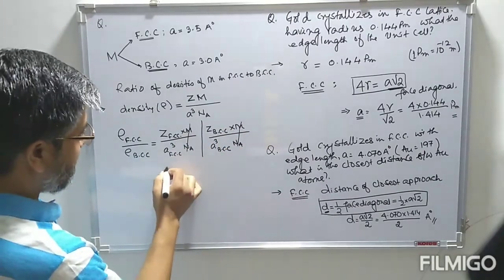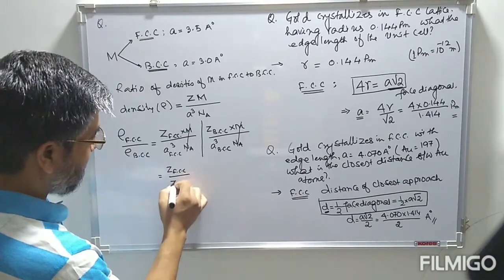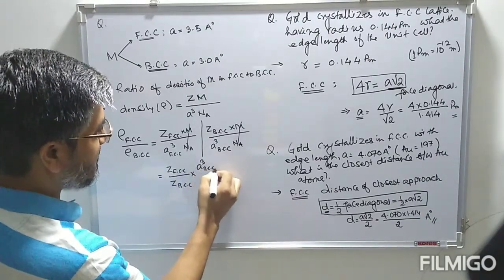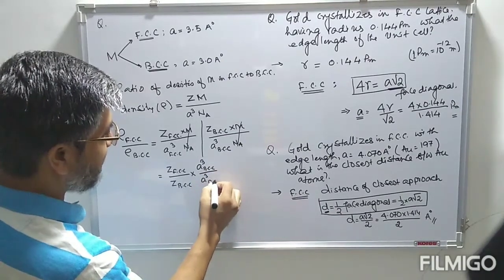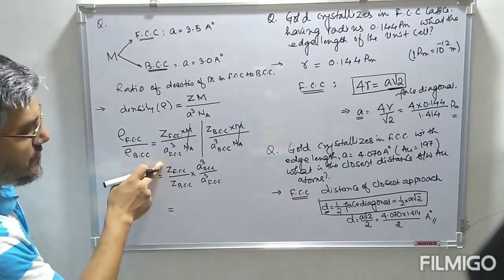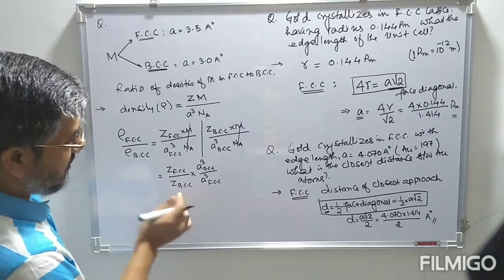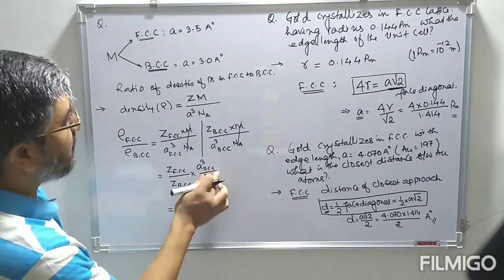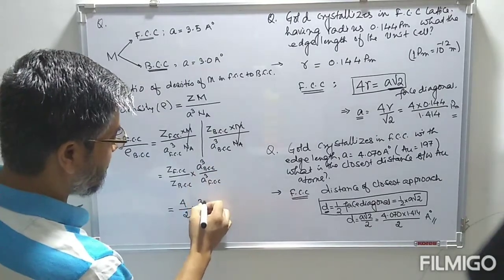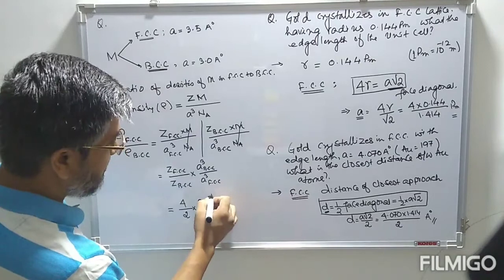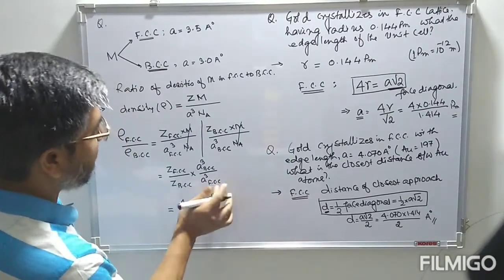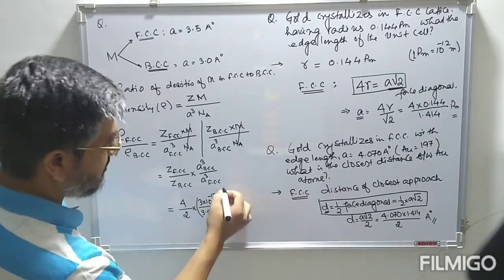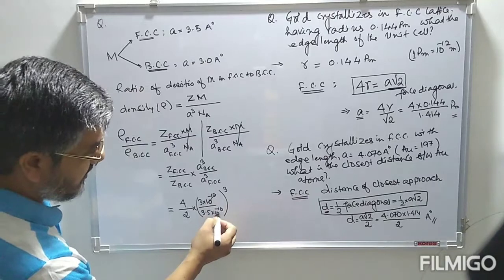So what is that? It is Z of FCC divided by Z of BCC into A cube of BCC divided by A cube of FCC. Effective number of atoms in FCC is 4. Effective number of atoms for BCC is 2. A of BCC is 3, so 3 into 10 to the power minus 10, divided by FCC 3.5 into 10 to the power minus 10, cubed. So 10 power minus 10 and 10 power minus 10 will cancel out.